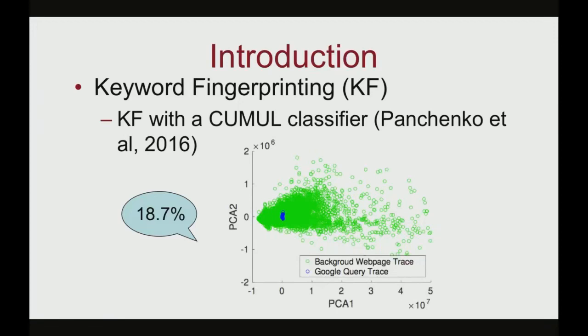Here is the PCA space, which has the web page traces as widely spread green dots, and Google query traces as a tiny dense blue area. The variation between the Google query traces is very small, which is not enough to identify the different keywords in the data set. So we decided to find a new feature set for keyword fingerprinting.